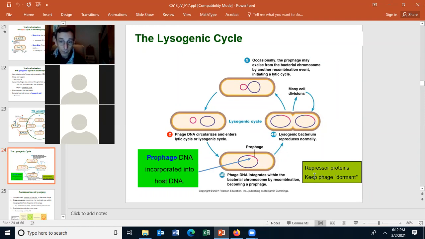But if the repressor protein is not transcribed and translated, or somehow the repressor protein gets knocked off of the genome of the virus, then the lytic life cycle will begin. Any question about that?